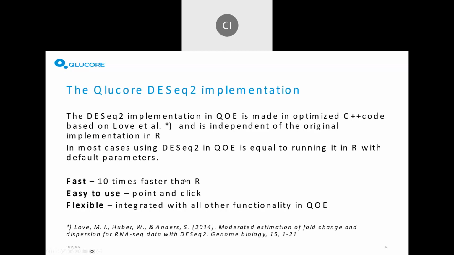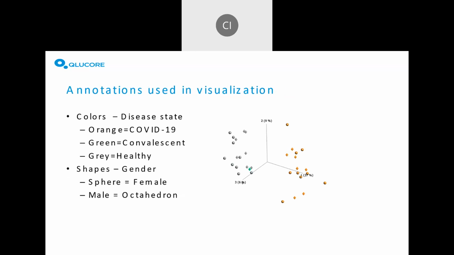And it's independent of the original implementation in R. It's a much faster implementation. It's meant to be used in an interactive way, so we have made it much faster than you can do it in R. It's implemented in C++ instead, which is much faster code and therefore useful when it comes to having it implemented in an interactive tool like Qlucore Omics Explorer.